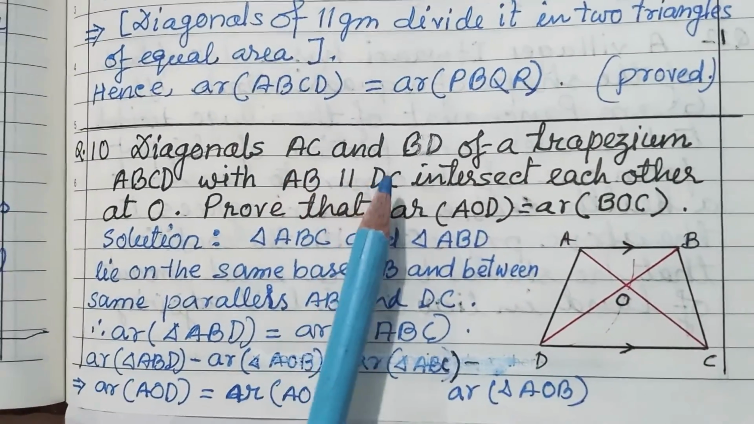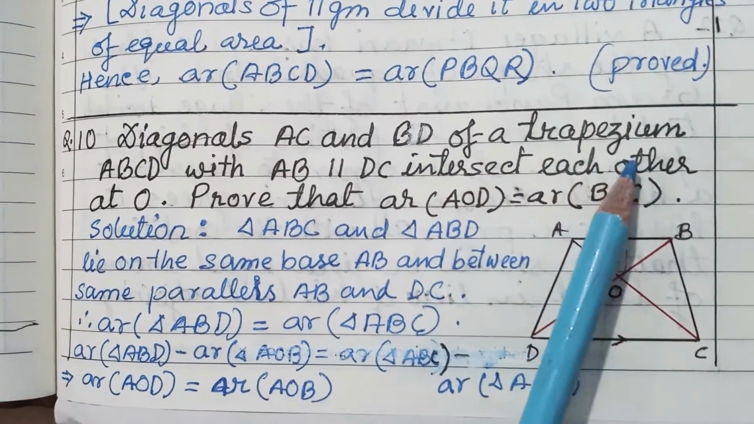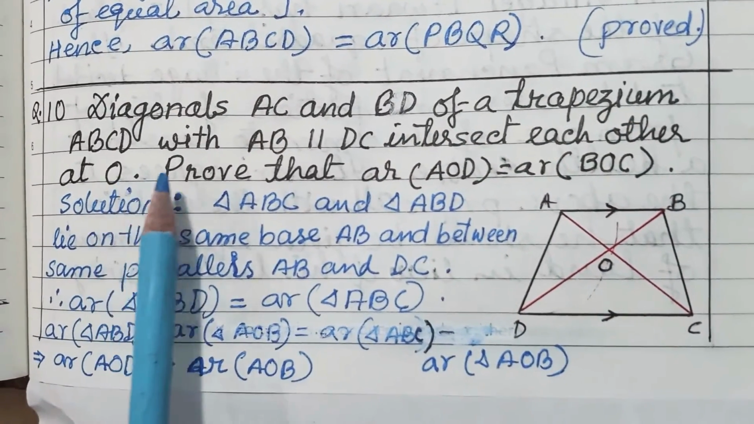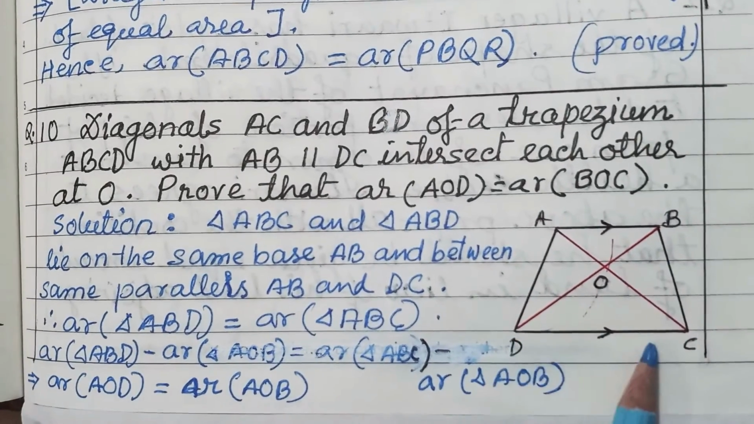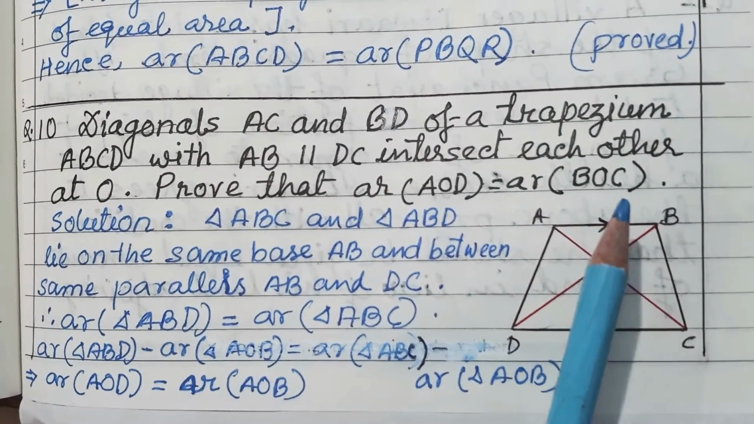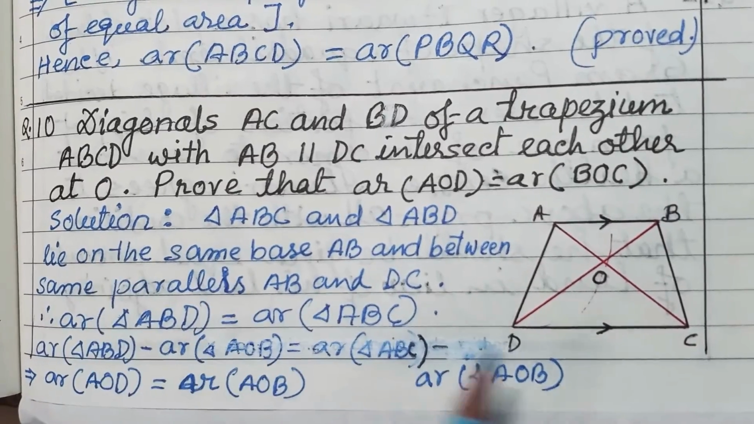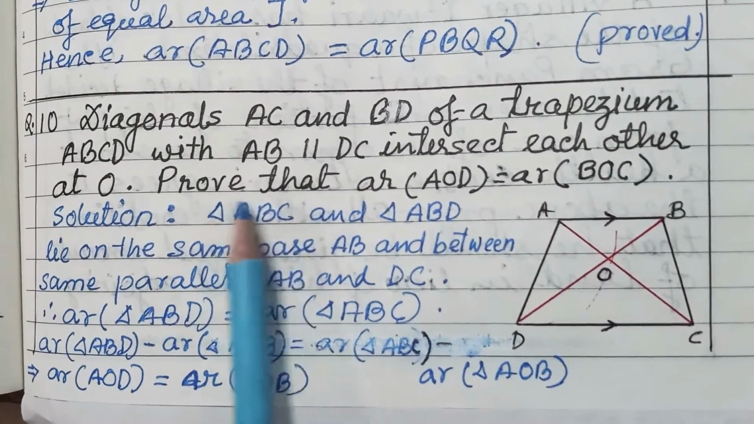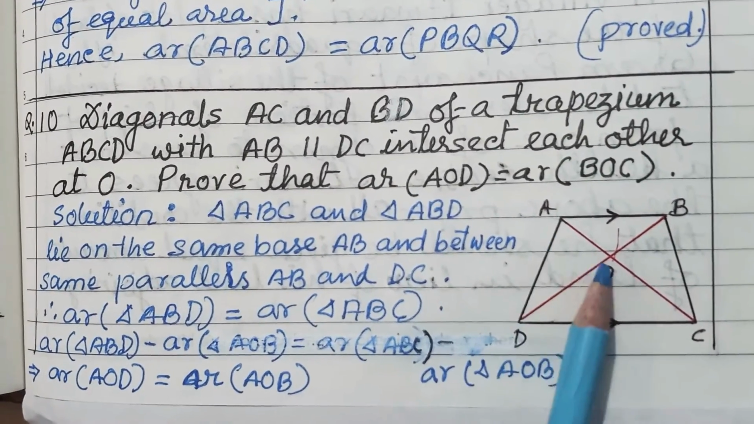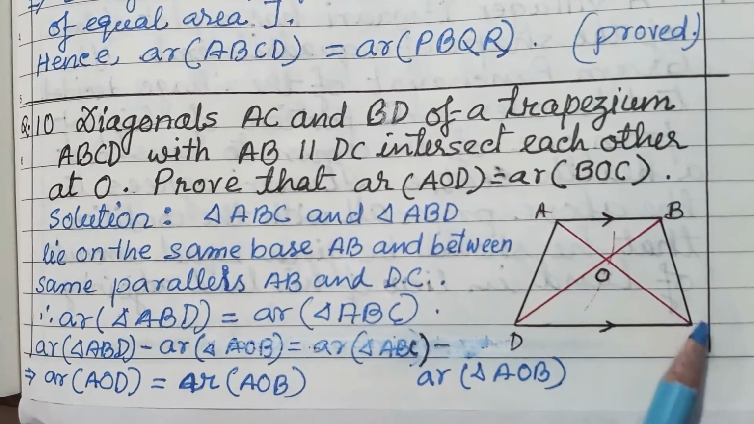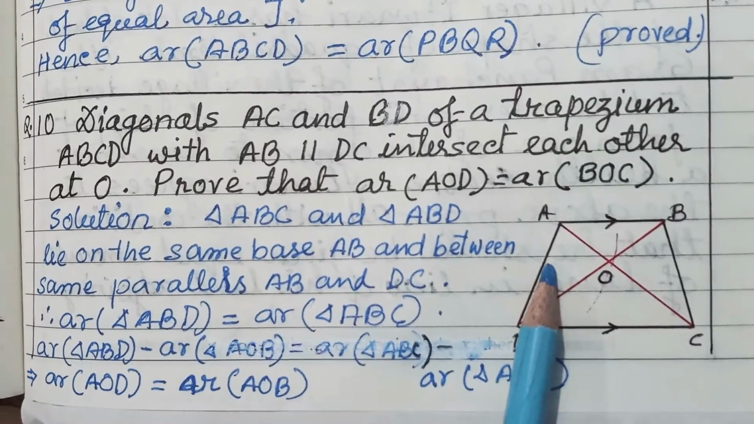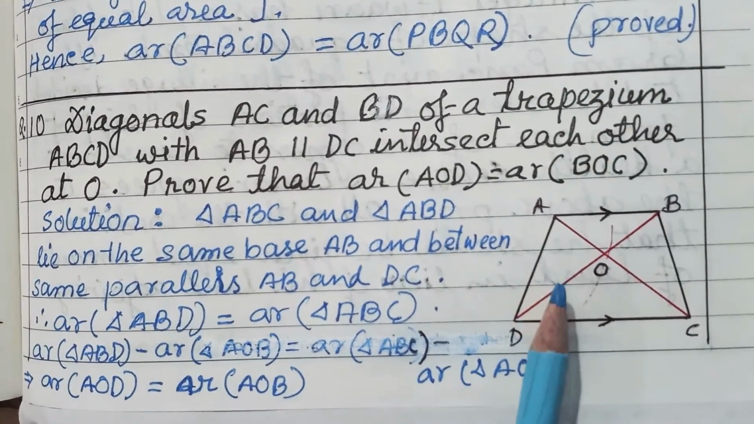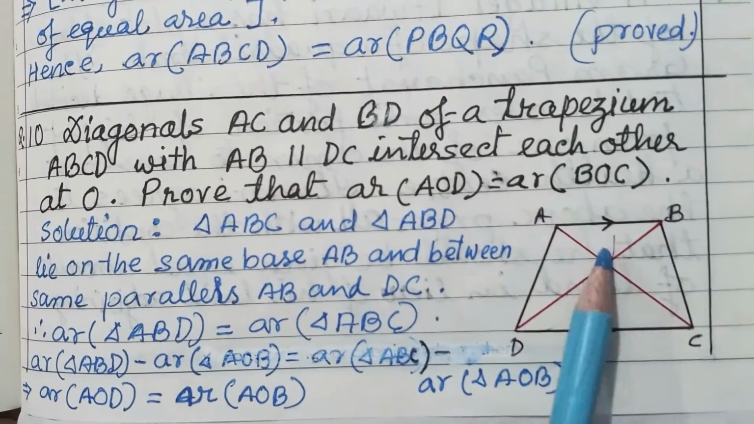Next, question number 10. Diagonals AC and BD of a trapezium ABCD, with AB parallel to DC, intersect each other at O. Prove that the area of triangle AOD is equal to the area of triangle BOC. These two triangles, their areas are equal. We have to prove it.